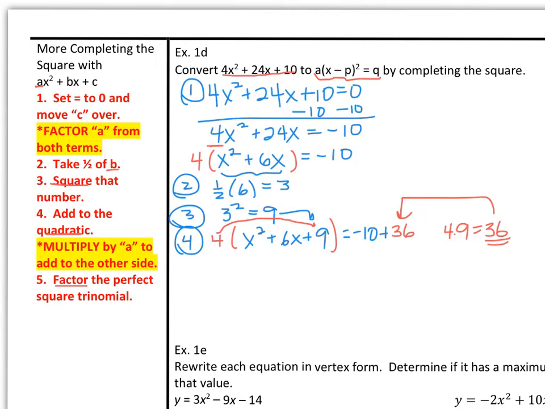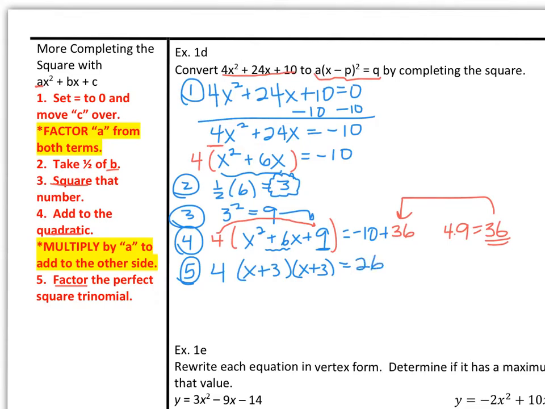From here, it says factor the perfect trinomial square. We'll leave the 4 out in front, and we need two numbers that multiply to get that 9 but add to get the b value of 6 in the middle: positive 3 and positive 3. That would be x plus 3 and x plus 3. And if you remember from day 1, that's always the same answer that's in step 2 up above. On the right, negative 10 plus 36 is 26.